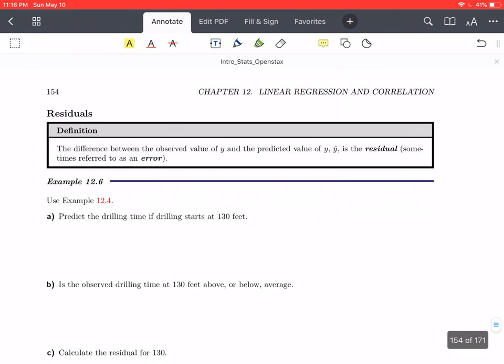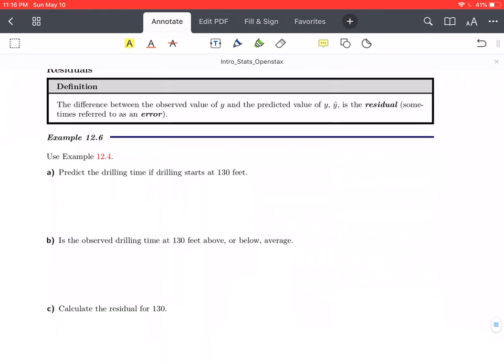Now we're talking about what are called residuals. Residuals are the difference between the observed value of y and the predicted value of y, or y hat. That is the residual, sometimes referred to as an error. This is what we would expect based on our line versus what the actual data point tells us. So let's predict the drilling time if drilling starts at 130 feet.